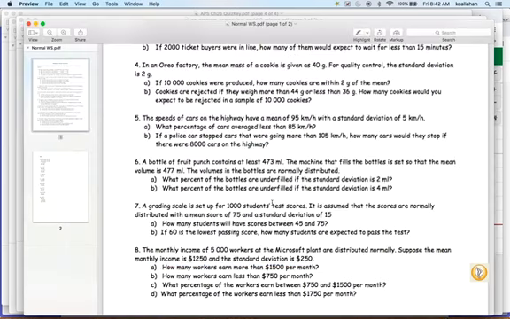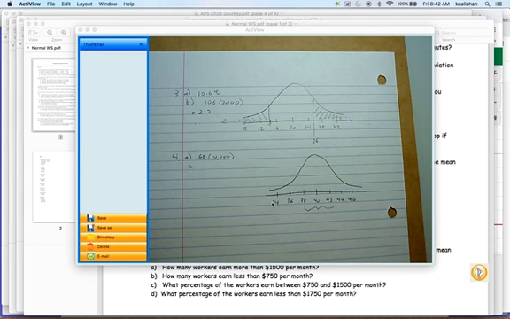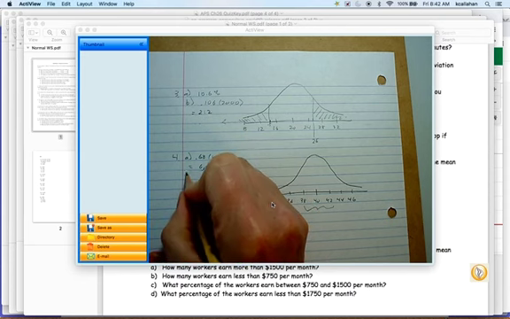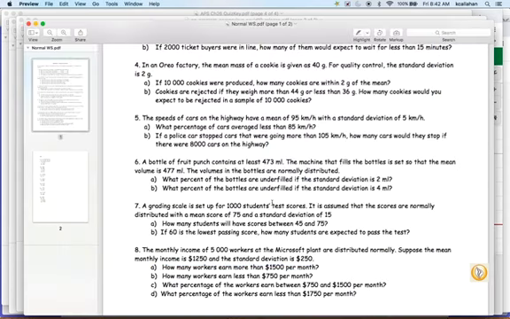Answer question. If 10,000 cookies are produced, how many are within 2 grams of the mean? Okay. Well, within 2 grams of the mean means from 38 to 42, which means 1 standard deviation of the mean. We know that's 68%. So this is going to be 0.68 times 10,000, which should be 6,800.